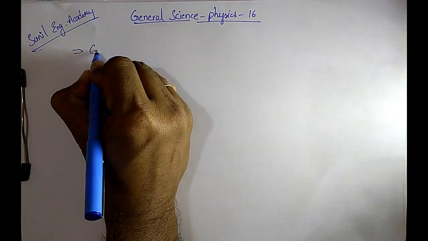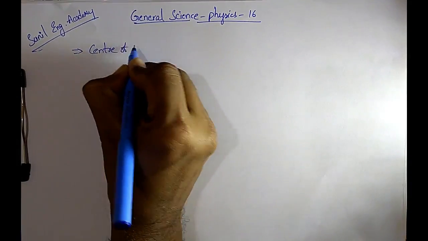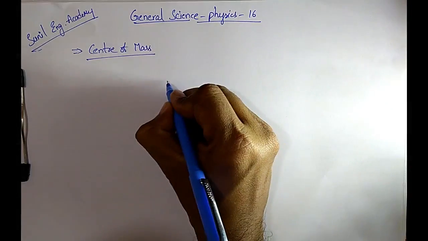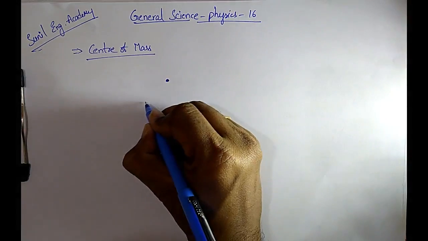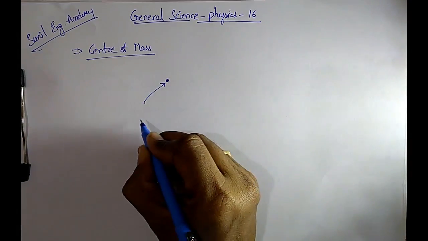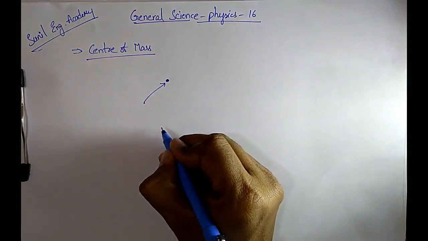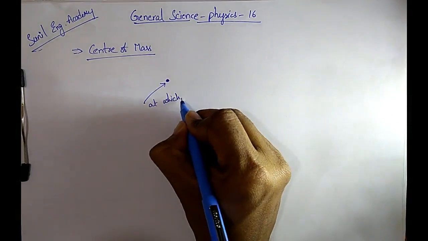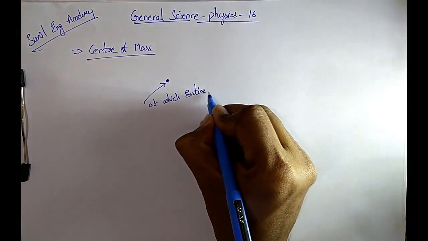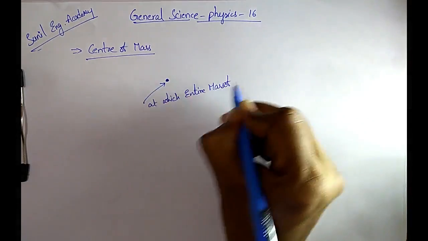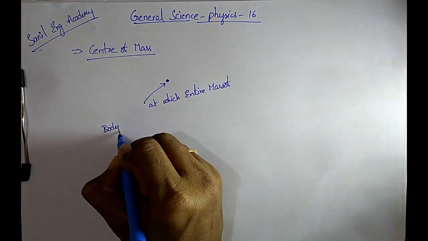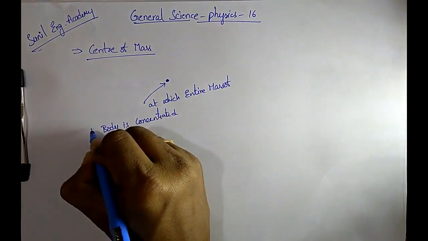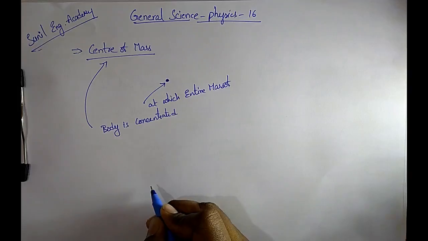First of all, coming to the center of mass, it is nothing but the point at which the entire mass of the body is concentrated. It is a point at which the entire mass of the body is concentrated, is called center of mass.